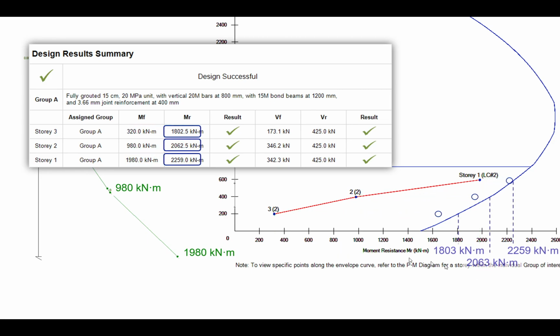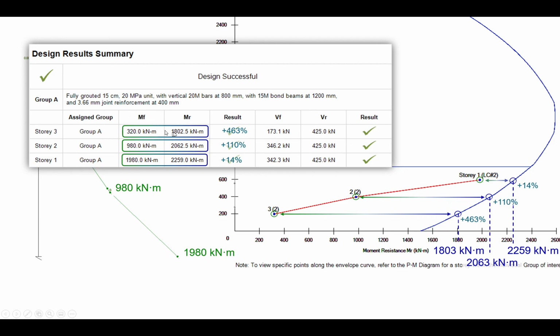And then if we compare that to the resistances, we basically move horizontally at the same axial load to get these values here. And so now if we compare each factored moment to the moment resistance, you can see that the base of the wall, which is really what we're designing for, is a lot closer to this envelope curve, which I think makes sense. That's going to be the critical section of our design. And so at this height, you can see we have a 14% daylight there between our factored moment and our resistance. I'll get into a little bit later why that's important.